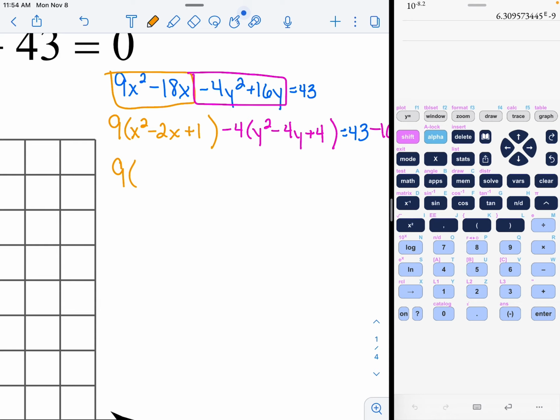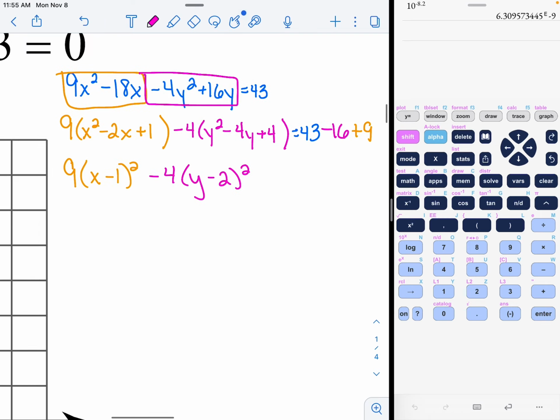Now it's time to factor our perfect square. This is 9 times x minus 1 to the quantity squared. You learned that when we completed the square. This is minus 4 times y minus 2, the quantity squared. You learned that before as well. And then 43 minus 16.